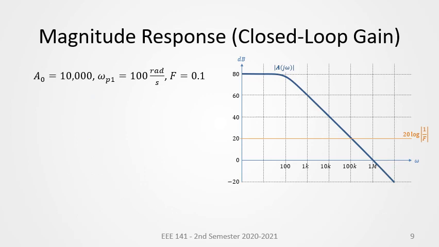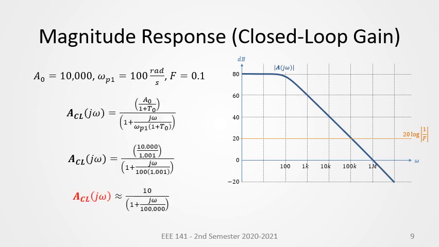Let's now take a look at the closed loop magnitude response. The closed loop response has a DC gain of A naught over 1 plus T naught, which is 10,000 over 1 plus 1,000, which is 1,001. Overall, that is around 10, which corresponds to 20 dB, which again is this 1 over F value.